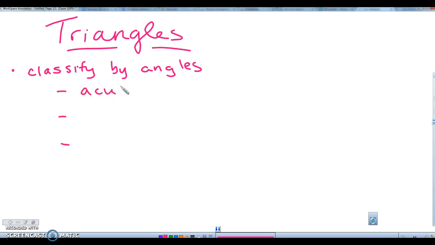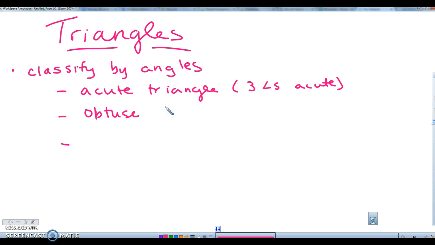The first one being an acute triangle, which means that all three angles are acute. We have an obtuse triangle, which has one obtuse angle. If we had more than one, it wouldn't be a triangle, because that would be more than 180 degrees.